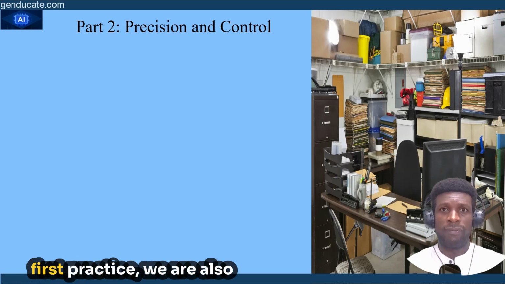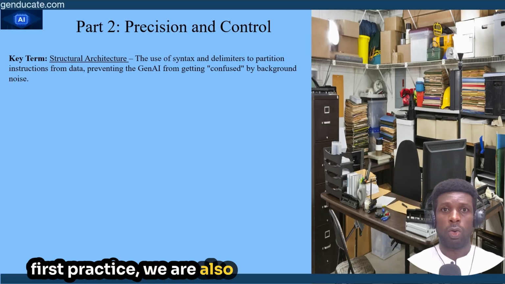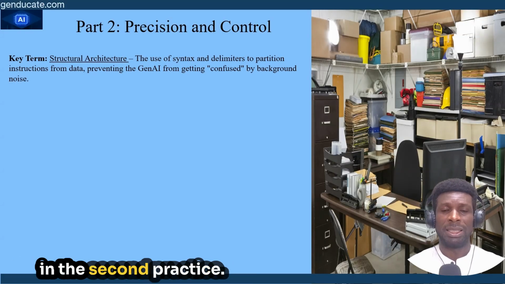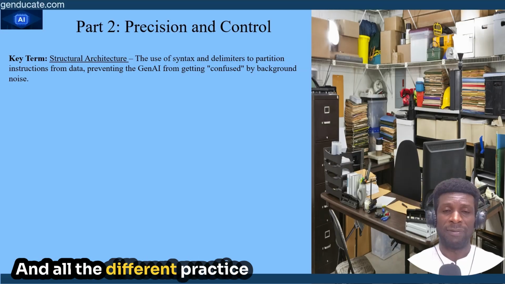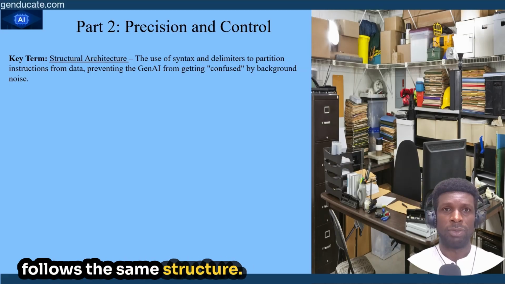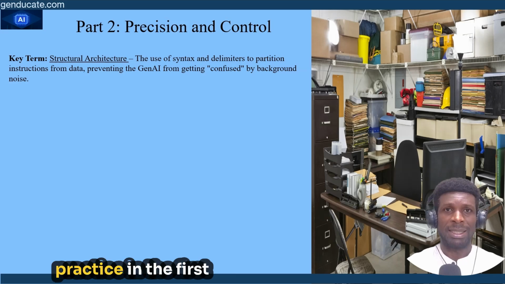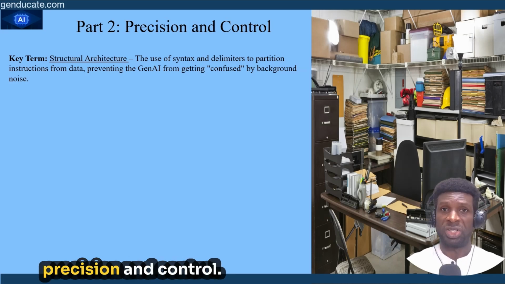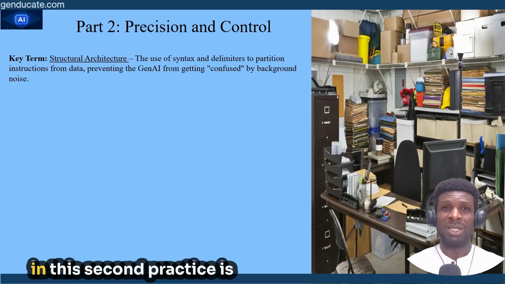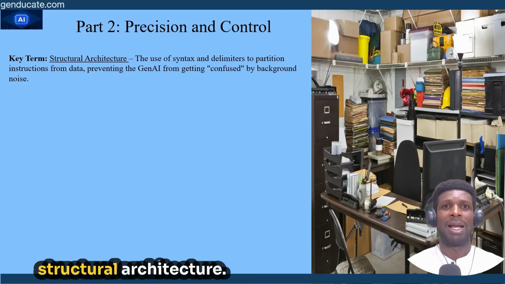Now that we've done the first practice, we are also following the same structure in the second practice. And all the different practices you have in the entire course follow the same structure. So we have the second practice in the first session now, which is precision and control. And the key skill that you would develop in this second practice is structural architecture.